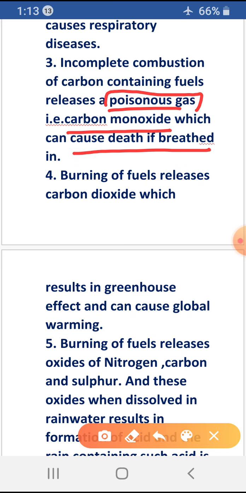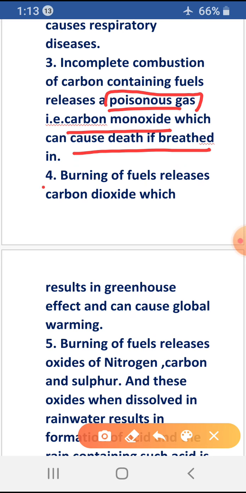In case of complete combustion, again carbon combines with oxygen, but the gas produced is carbon dioxide, which is not fatal, but still if it exceeds its limits, it is again harmful. As you know, in the composition of our air, the percentage of carbon dioxide is 0.03%.